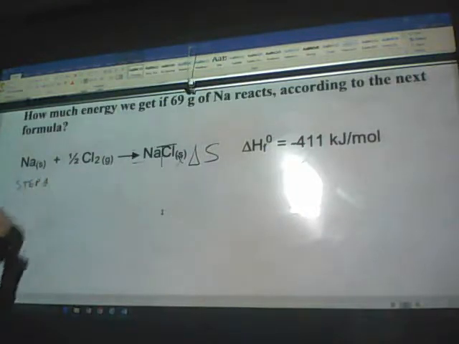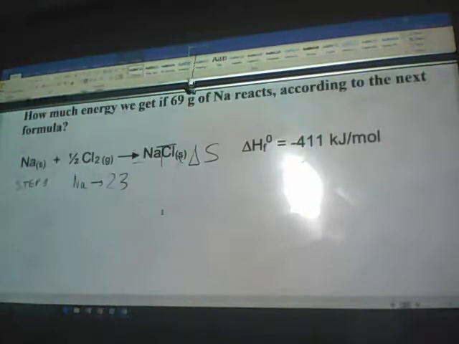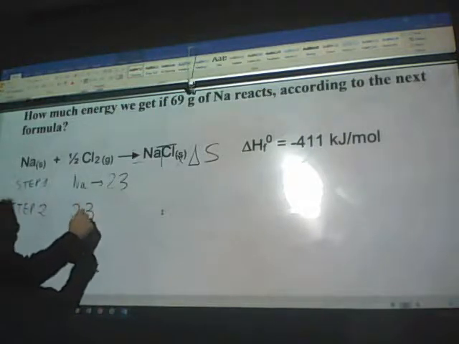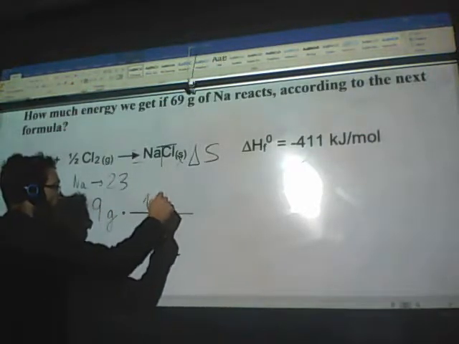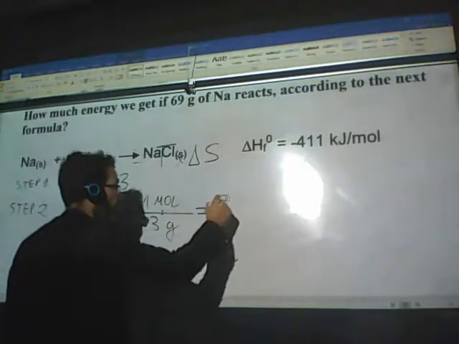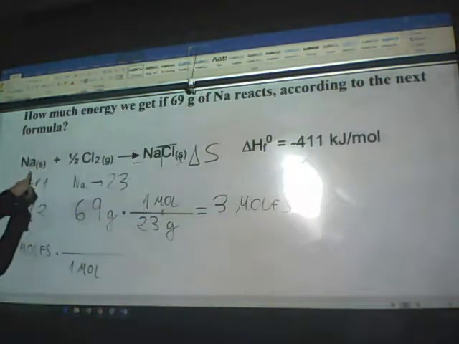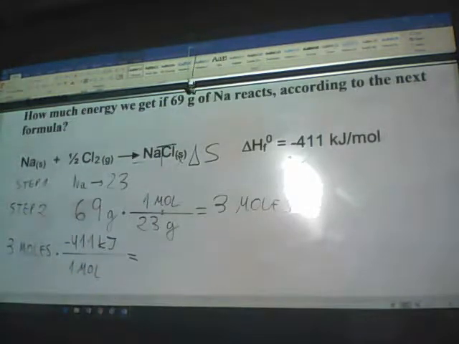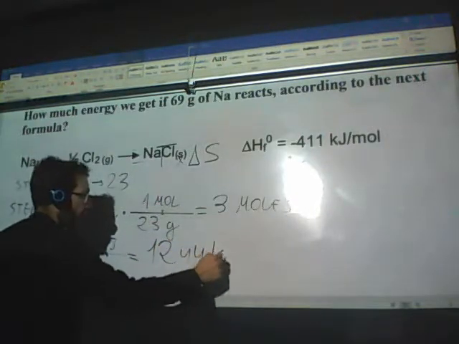Step 1, calculate the molecular mass for Na, would be 23, okay? It's an atom, you don't have to add. Then you calculate how many moles, that would be 69 grams times 1 mole of sodium is 23 grams, so you got 3 moles. And to calculate the energy, you got 3 moles of sodium when 1 mole of sodium reacts to give 411 kilojoules. Okay? That's all you gotta do. It will be 1244 kilojoules of energy.